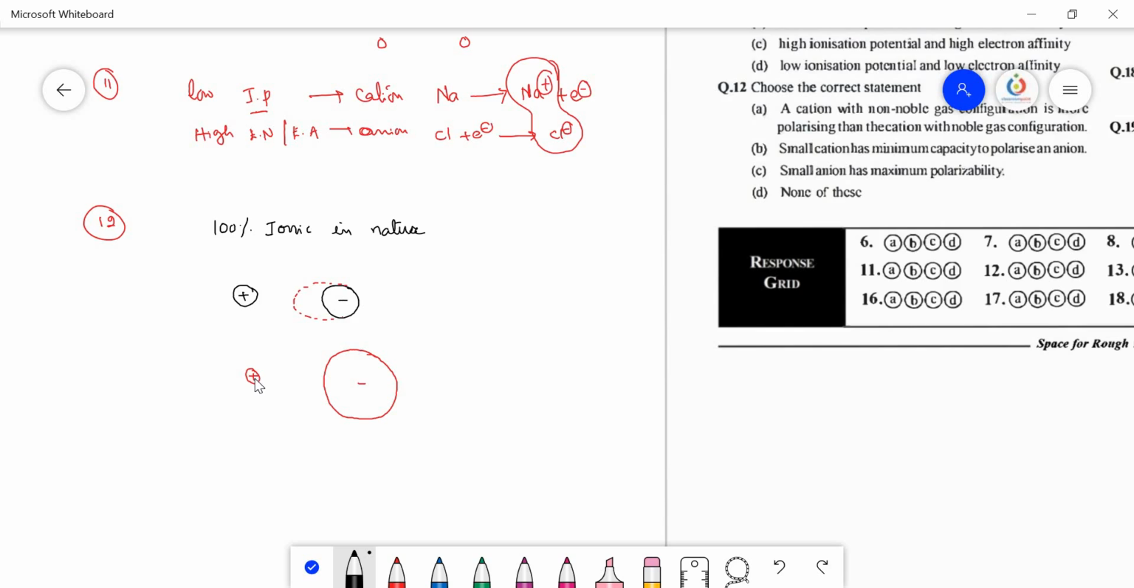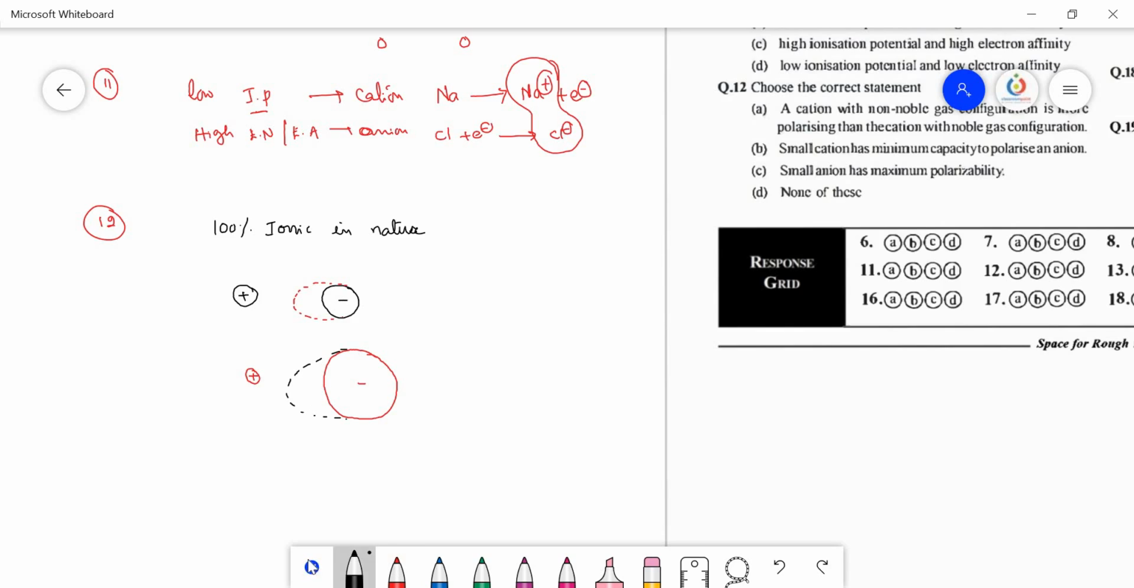As a result, this particular positively charged ion can easily attract these particular electrons towards its side. As a result, this anion will lose most of its electron density towards the cation, and more electrons will come between the cation and anion, so that covalent nature increases.